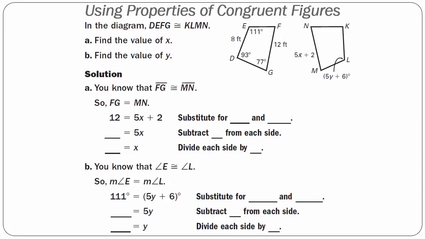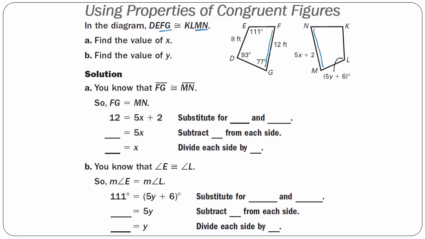I notice that x is part of the variable expression for this line segment over here, which is MN. MN is the third and fourth letters of my quadrilateral KLMN, which means it is congruent to the third and fourth letters of quadrilateral DEFG, which is FG, and so it's congruent to line segment FG, which is right here.